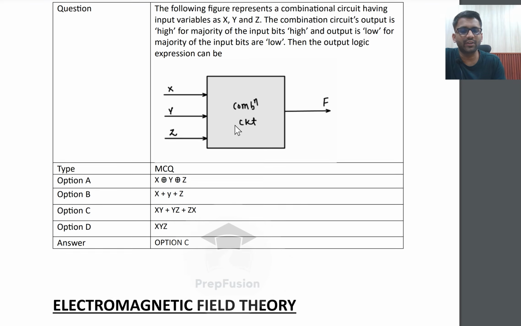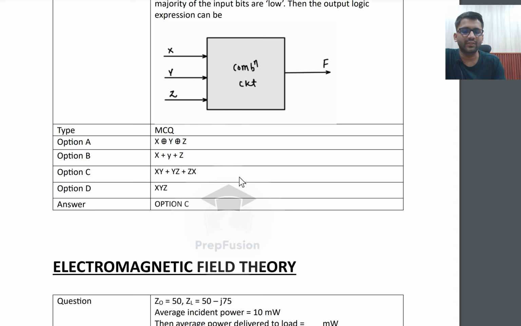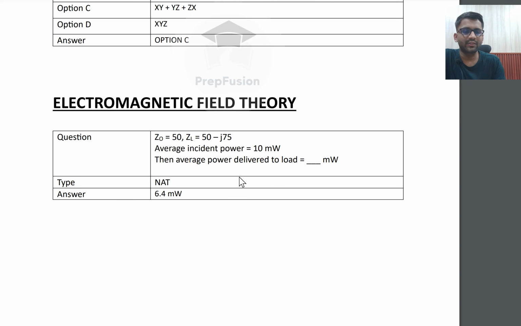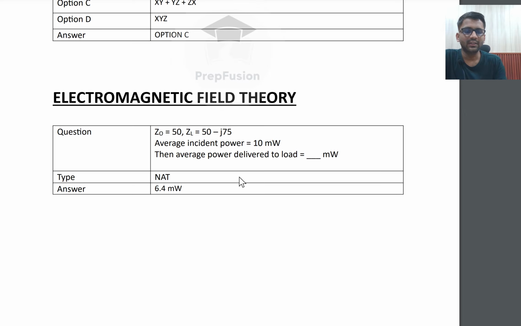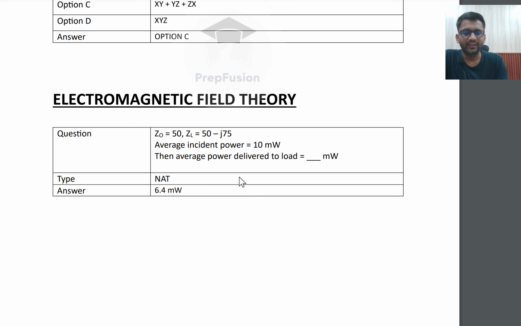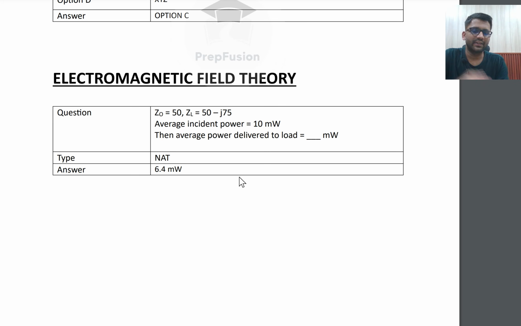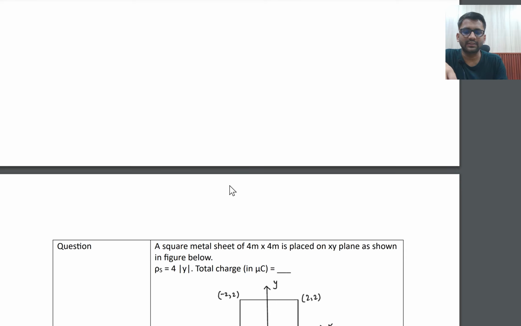Combinational circuit. This was a majority number of ones detector, so xy plus yz plus zx. Electromagnetic theory. It was very easy, very disappointing as well, because they skipped all the topics basically. So this was a very simple problem. Like in that one short video as well, we studied this particular topic. So 6.4 milliwatt would be the answer here.